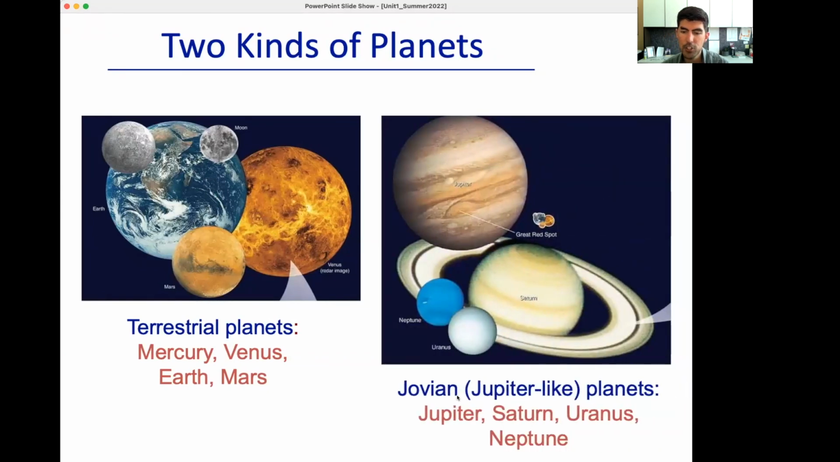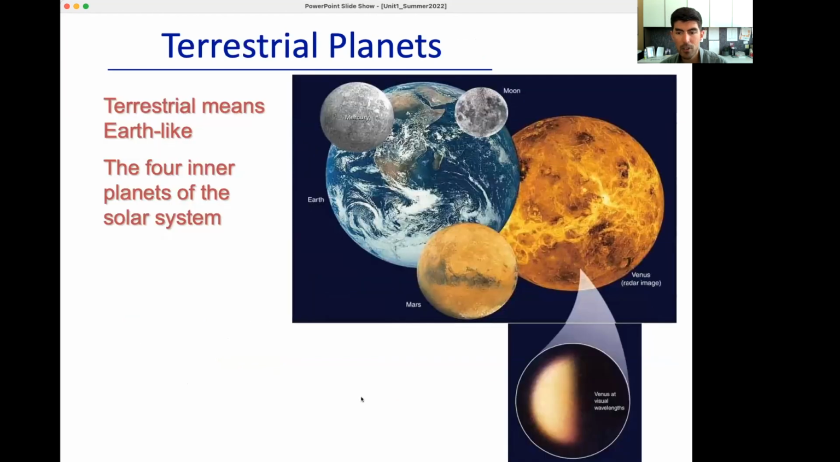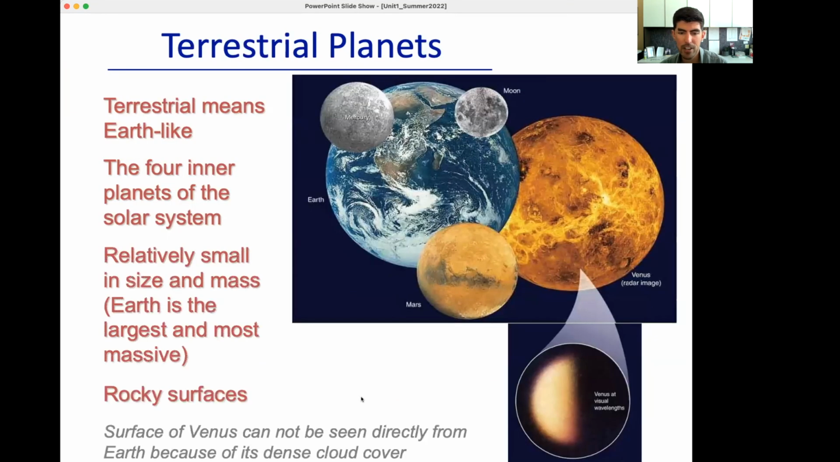And then we have the Jovian planets, Jovian meaning Jupiter-like. And so we have Jupiter, Saturn, Uranus, and Neptune. So as you can see, there's some key differences between these. The great red spot here on Jupiter shows us just how large it is. The relative size of the planets is very small compared to just this massive storm on Jupiter. So these planets are much larger further out in the outer solar system. Talk more in detail about these various planets.